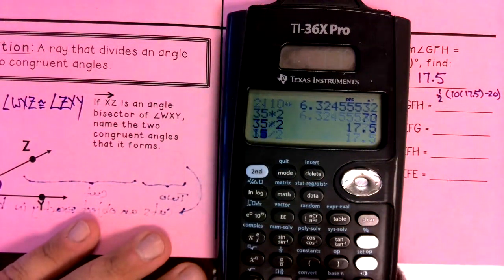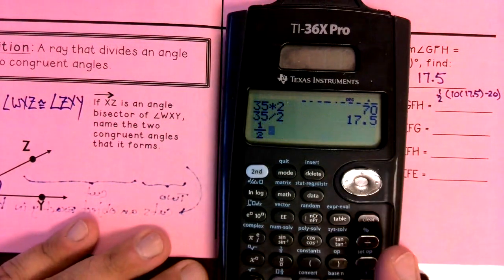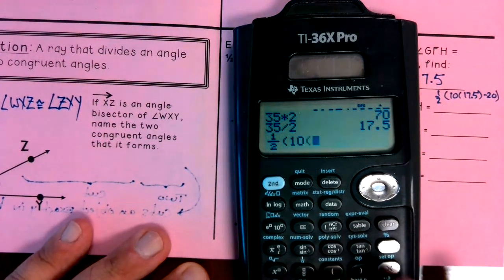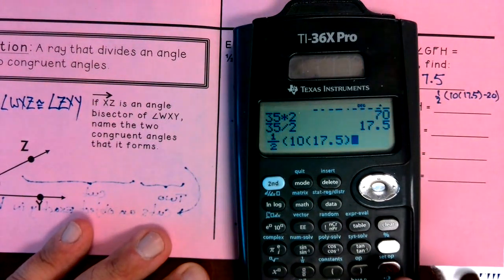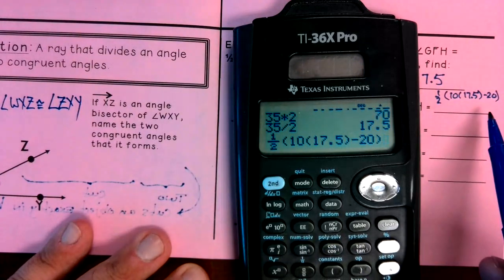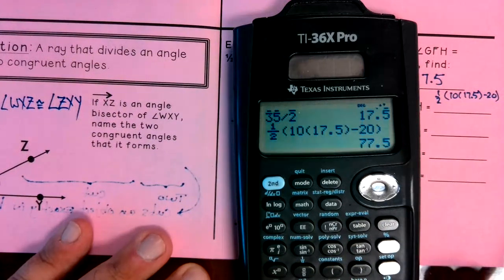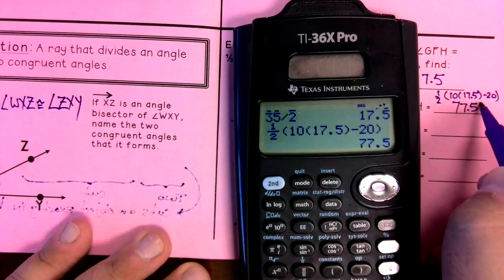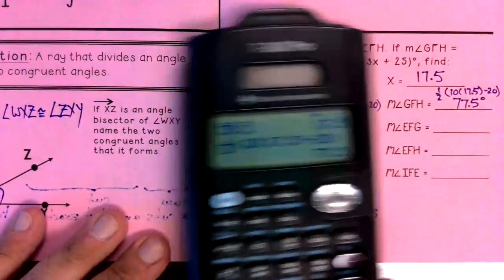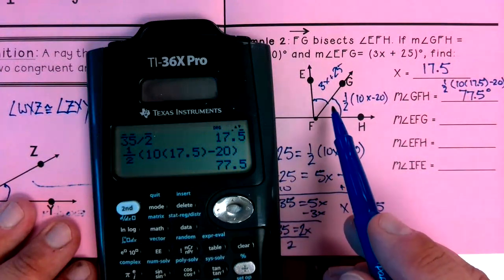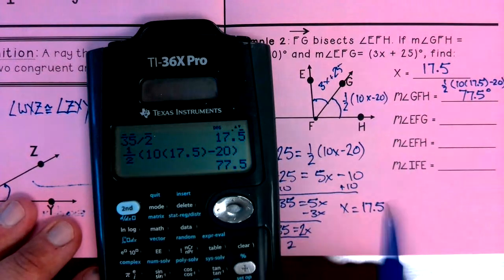So 1/2 times 10 times 17.5 minus 20. And I just type it in exactly the way I have it written out up here, hit enter, and it gives me 77.5. This is degrees. Now, EFG, I said they're equal. They should come out to be the same.